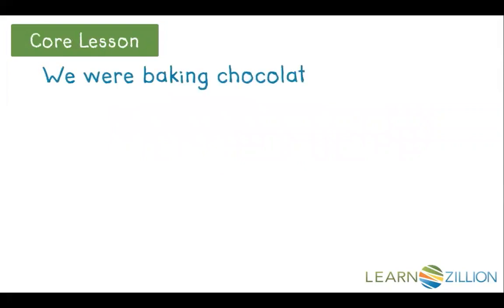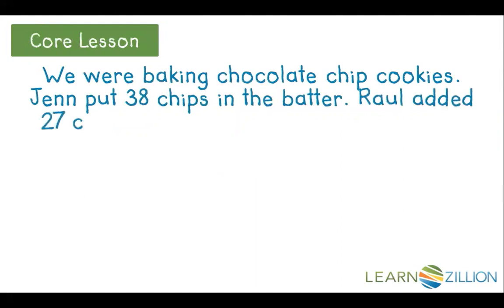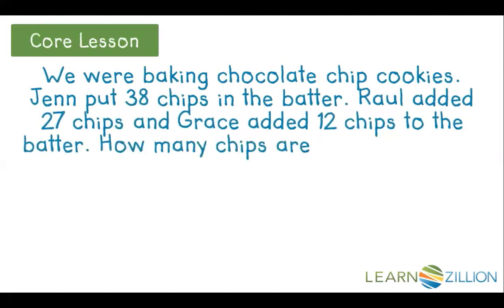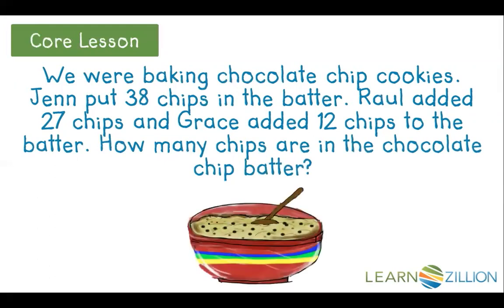We were baking chocolate chip cookies. Jen put 38 chips in the batter. Raul added 27 chips, and Grace added 12 chips to the batter. How many chips are in the chocolate chip batter? We will add our 38, our 27, and our 12 in order to find out how many chips are in the batter.